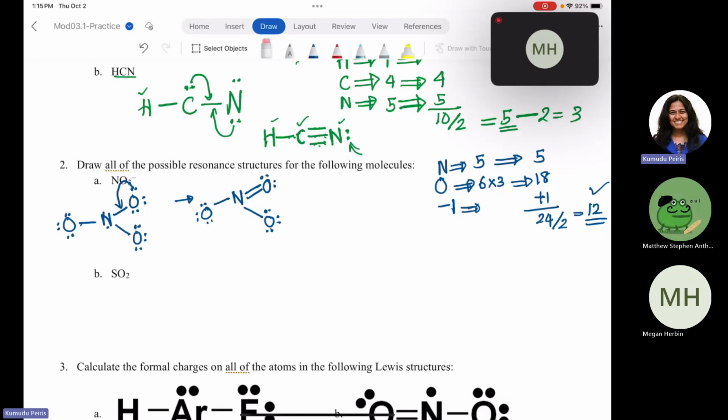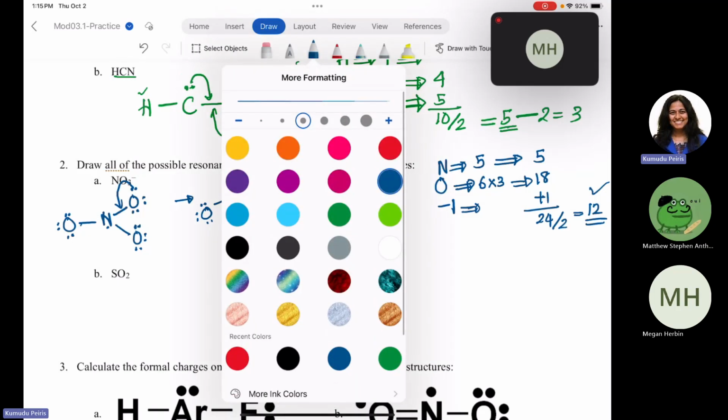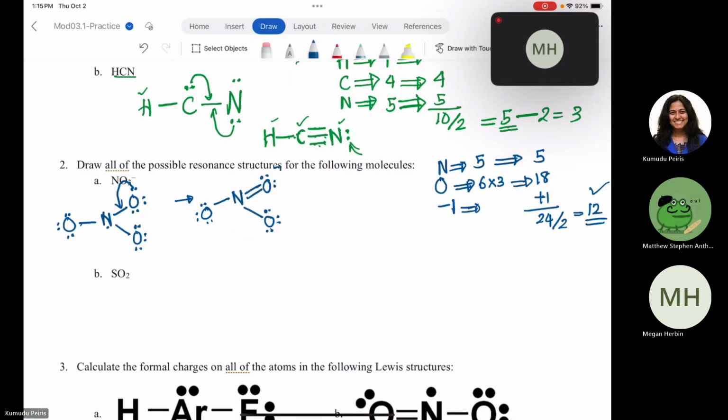Right. This is the correct Lewis structure for the nitrate. So we'll add that. I have a hard time with this pen. Right, this is the correct Lewis structure.